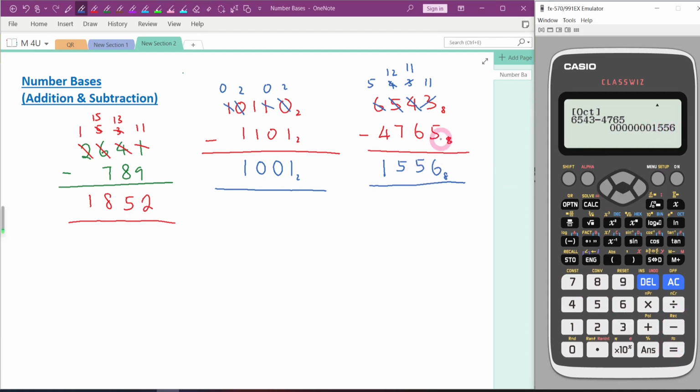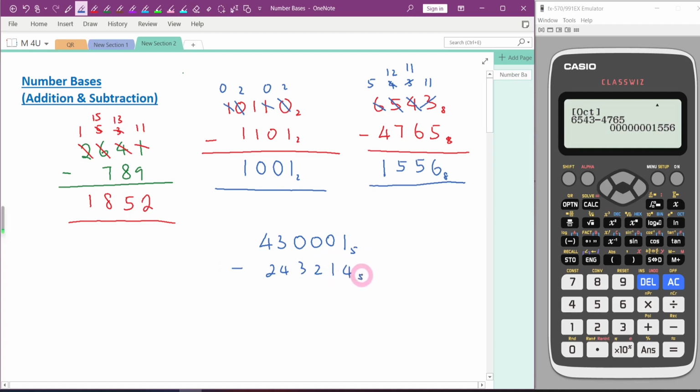So how about let's try one more. This time let's try base 5, which our calculator cannot help us to do the job. So 43001 base 5. Okay, let me add one more 0 to it. 0 1. This is base 5. So minus 243214 base 5.